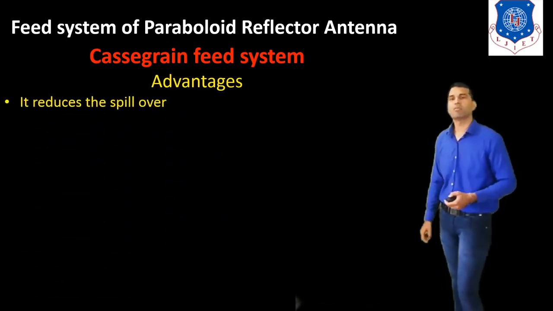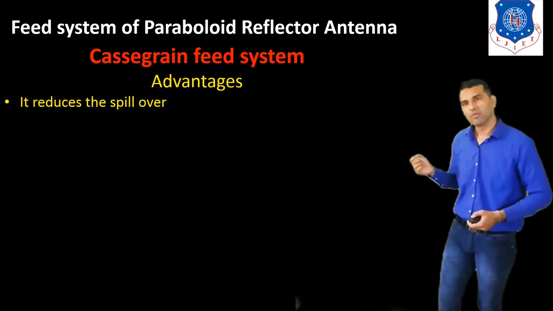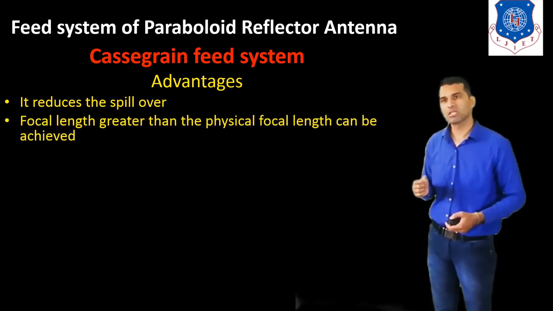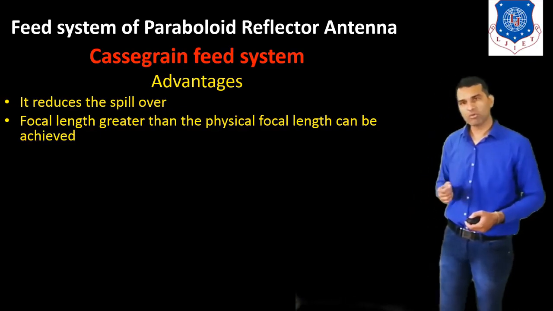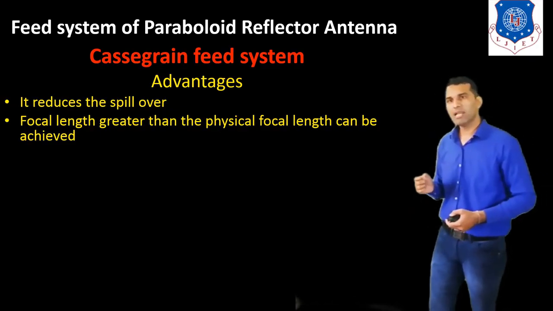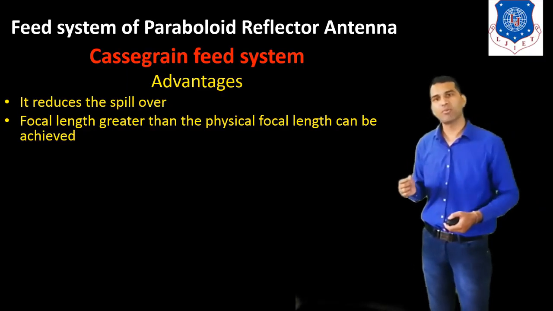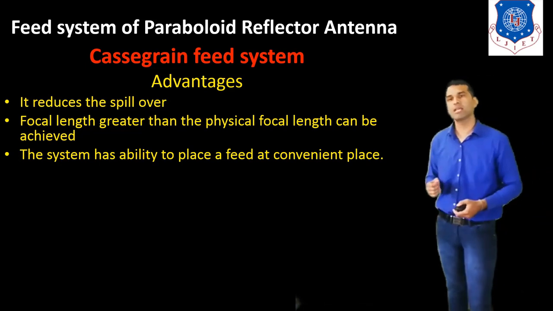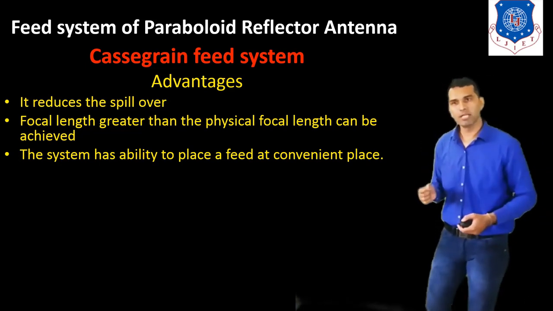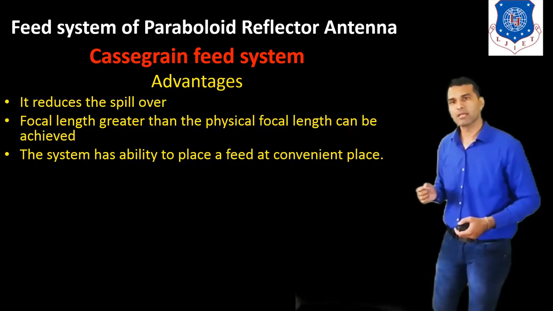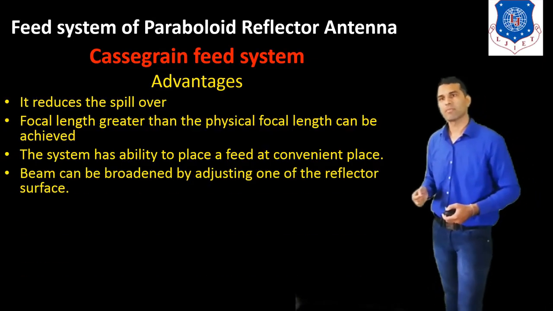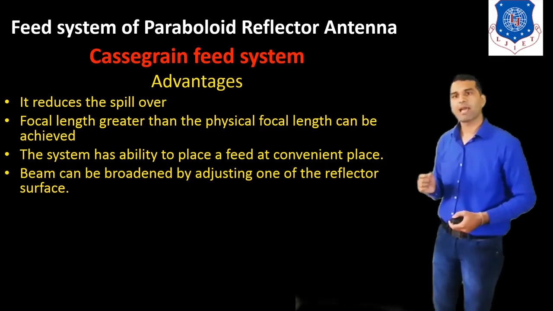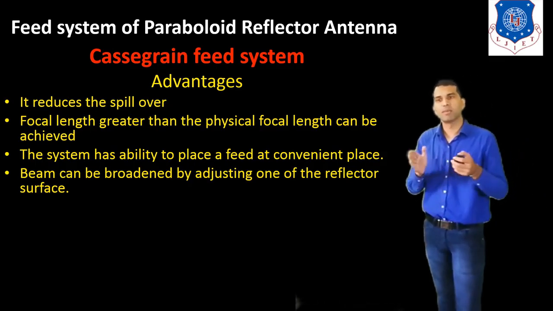Now we discuss the advantages of this feeding system. The first advantage is that it reduces the spillover. The second advantage is that a focal length greater than the physical focal length can be achieved. The third advantage is that the system has the ability to place the feed at a convenient place. Next, the beam can be rotated by adjusting one of the reflector surfaces.